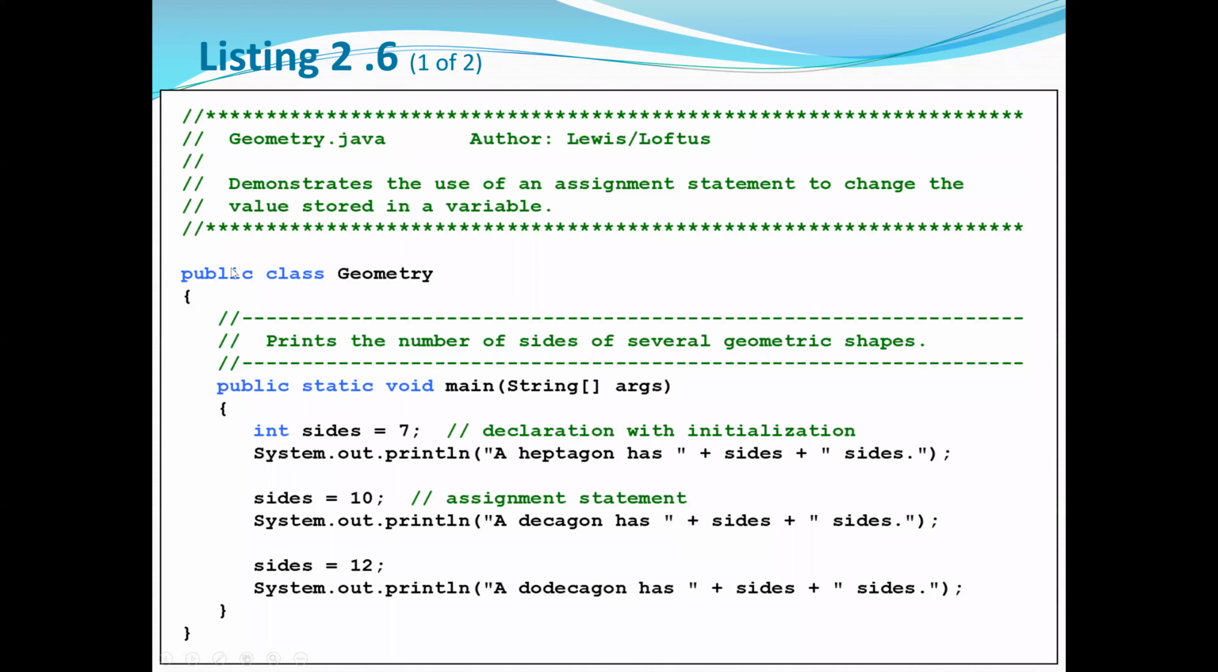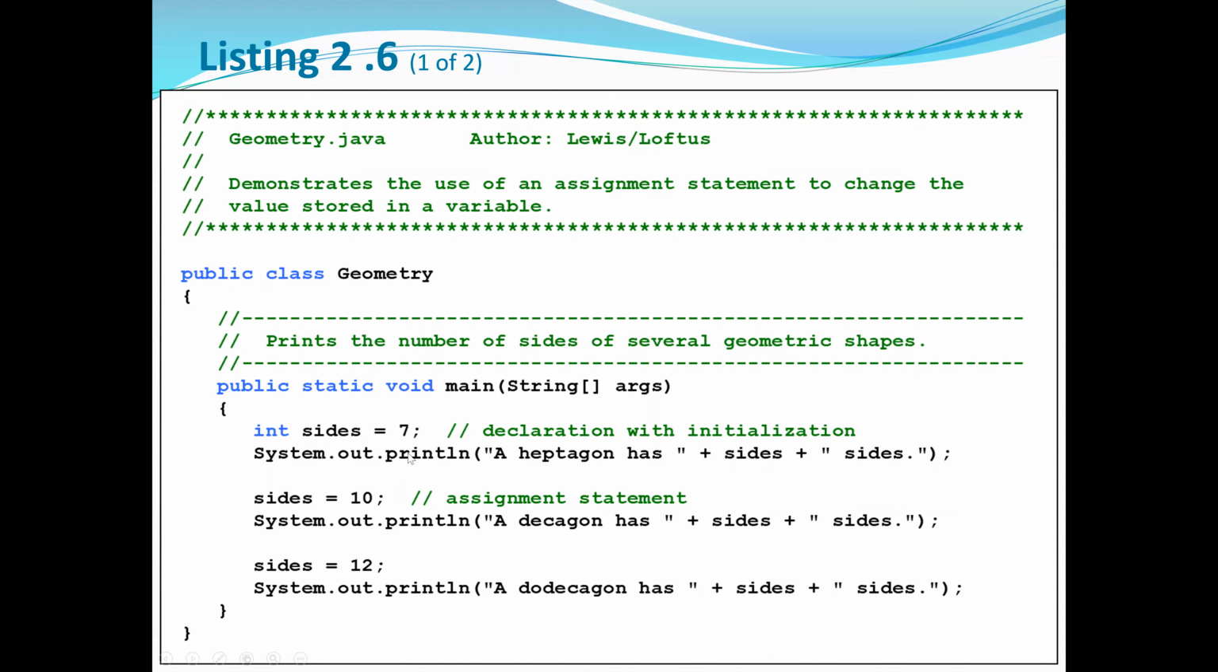So this main class again is Geometry, which means the file name is Geometry.java. We have our main method. Here we declare a variable named sides, and we assign 7 to it. So we initialize it as 7. Here is declaration with initialization.